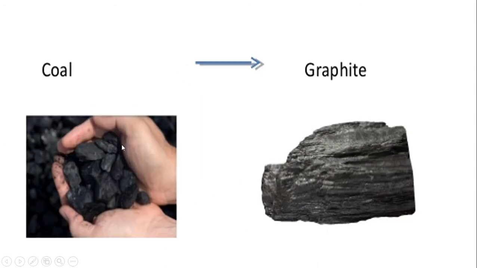Another example is coal. So if you want to get a graphite from a coal, you have to subject it to high pressure and temperature and you can form a graphite.